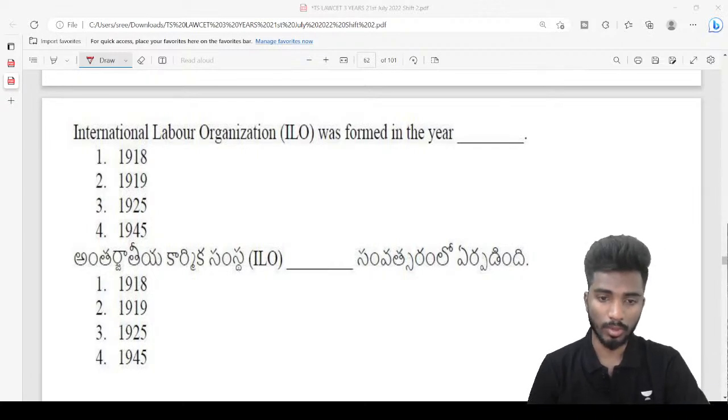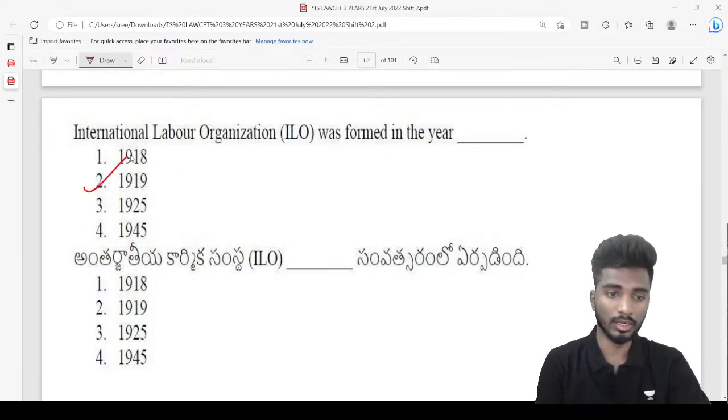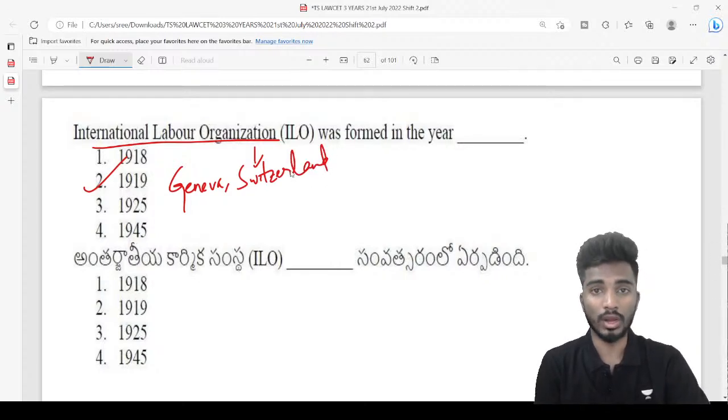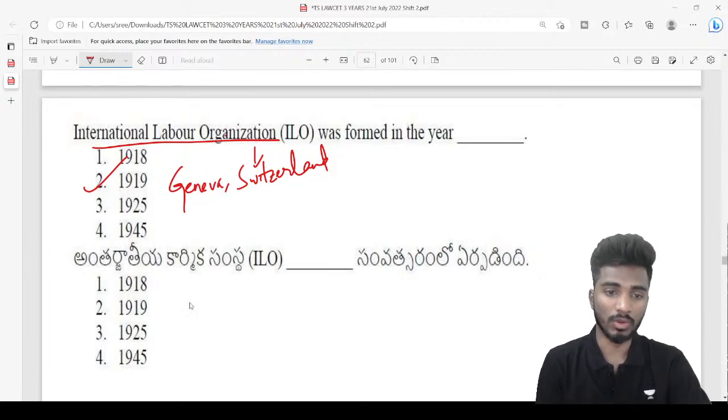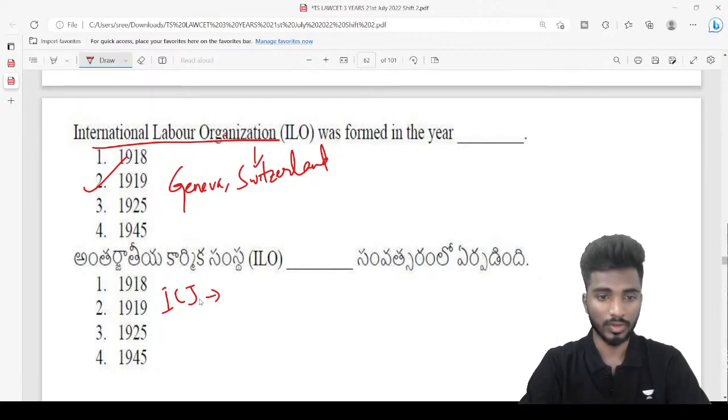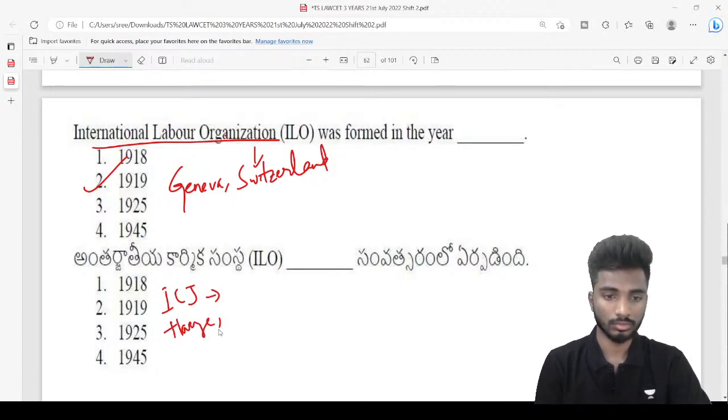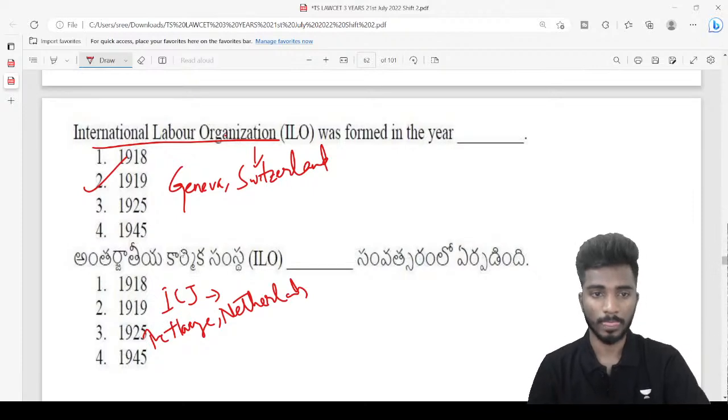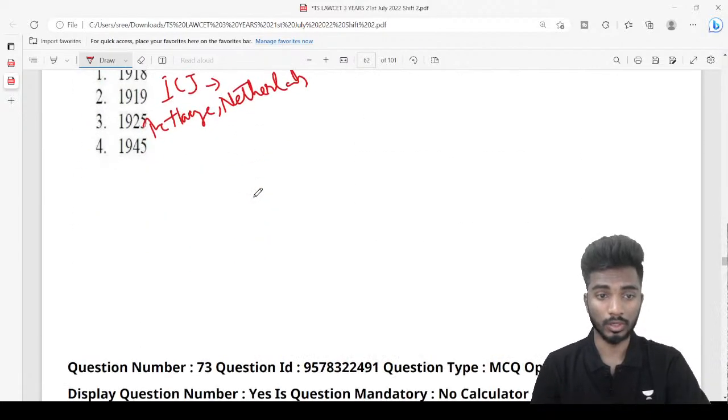Right. So, International Labour Organization was established in the year 1919. The International Labour Organization is headquartered in Geneva, Switzerland. So, today we learned about the headquarters of two international organizations. One is ILO, which is in Geneva, Switzerland, and ICJ, that is International Court of Justice, is located at which place? I just explained it in the previous question. Where is ICJ headquartered? Okay, it is at The Hague, Netherlands. Just remember, because this will be a question in the exam.